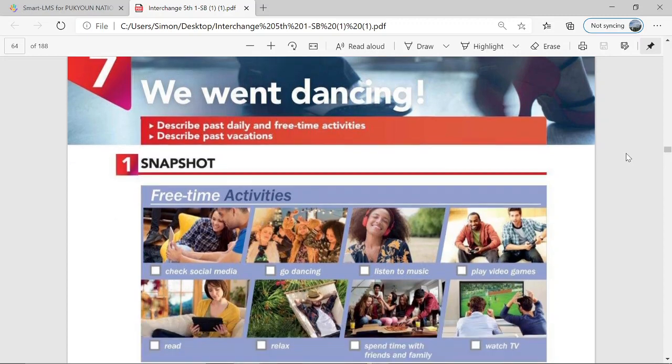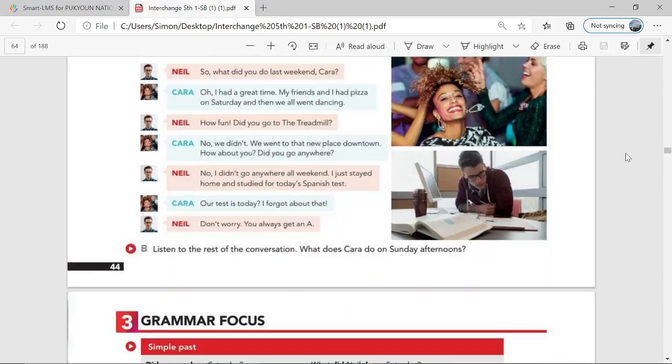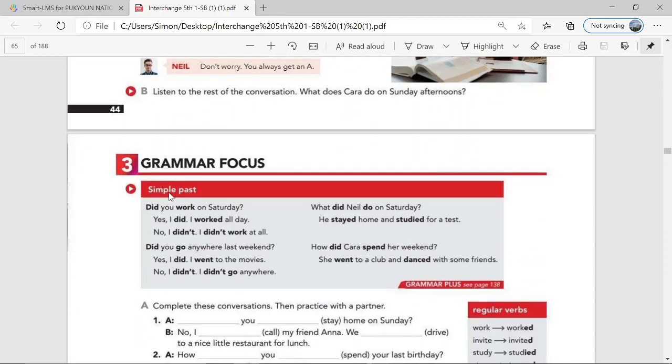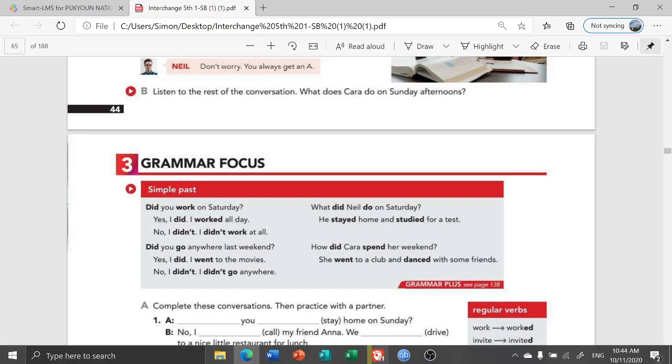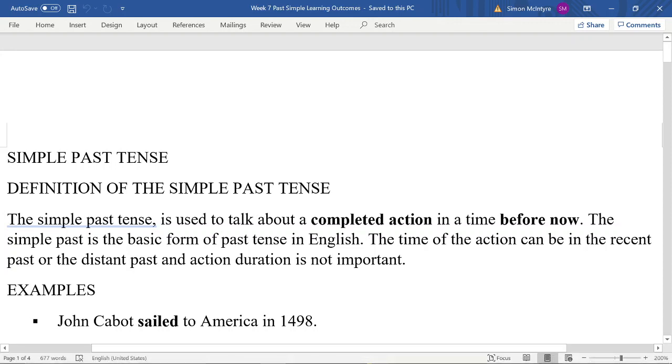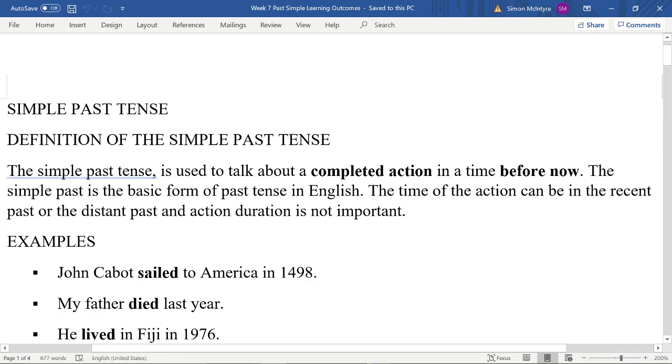Now in your textbooks you can see that the grammar focus is simple past. So to that end, I've uploaded on the LMS the grammar outcome for this week's class. Now first let me explain for the test, the learning outcome you'll need to get from this week will be talking about the past. So that means answering and asking questions about last weekend or last vacation or last holiday.